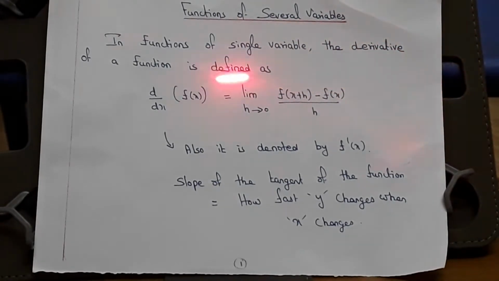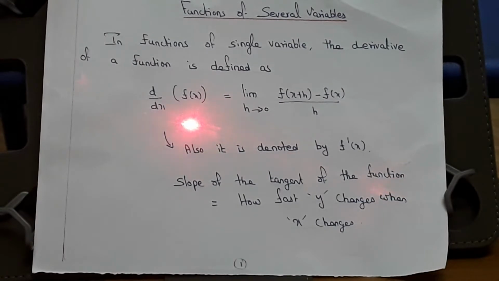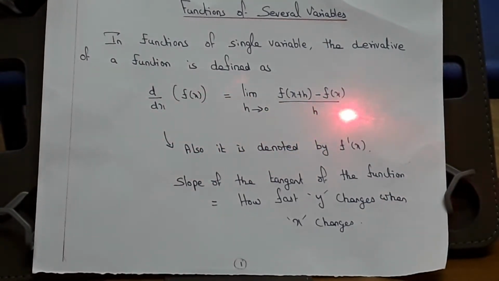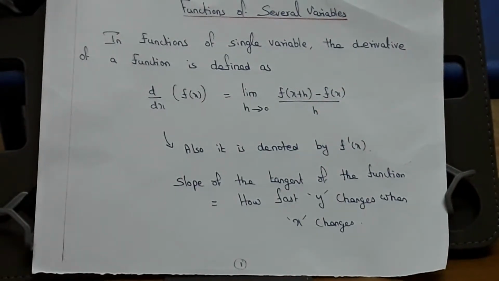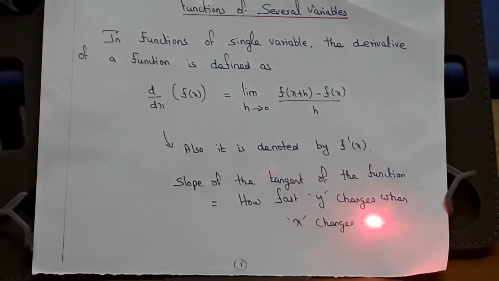Then the derivative of the function is defined as d by dx of f of x, that is equal to limit h tends to 0 of f of x plus h minus f of x divided by h. Also it is denoted by f dash of x. That is, f dash of x represents the slope of the tangent of the function. That is, it represents how fast y changes when the variable x changes.